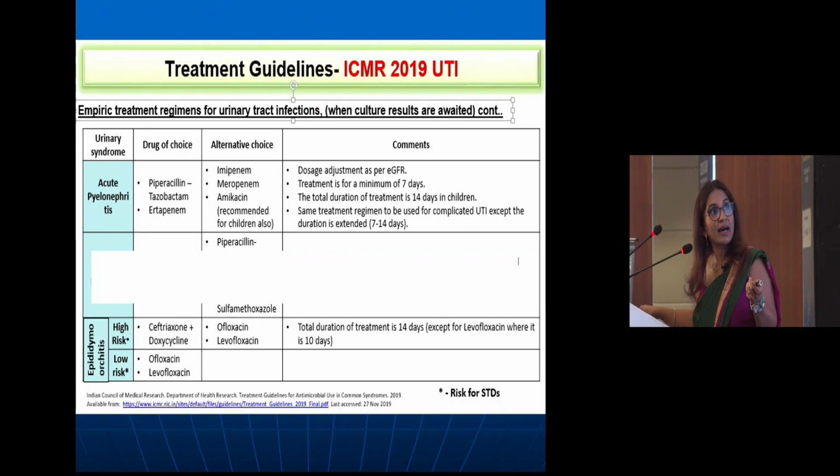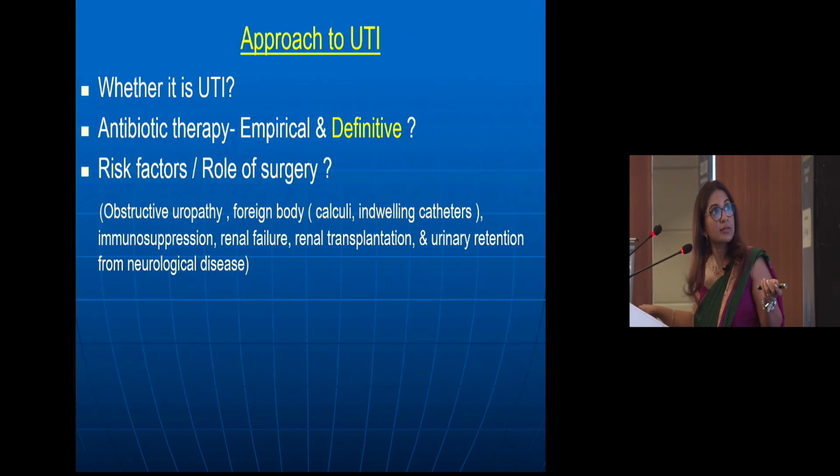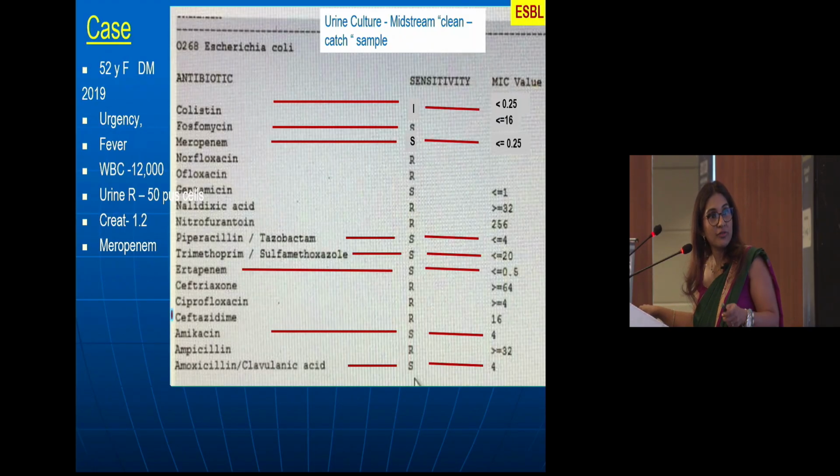Now, this is the ICMR 2019 guidelines, and that also mentions the empirical choice of drugs. Now, let us go to the definitive therapy. So, we have this 52-year-old lady who has diabetes, and she presents with urgency and fever. She has leukocytosis and the urine routine is showing 50% cells. The creatinine has gone up to 1.2 and she has been empirically initiated on meropenem. This would happen in practice, that a patient who has developed severe pyelonephritis will be started on meropenem.